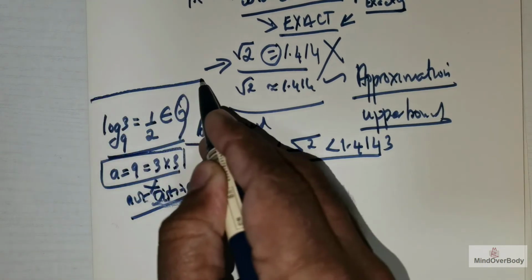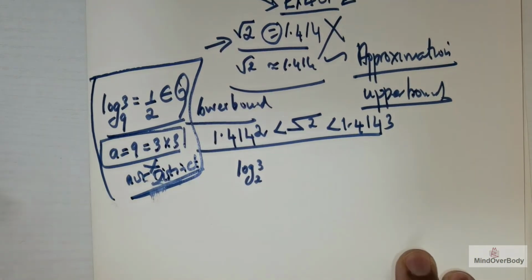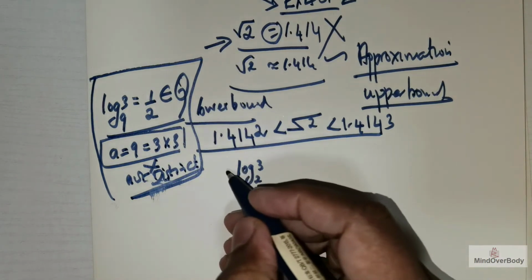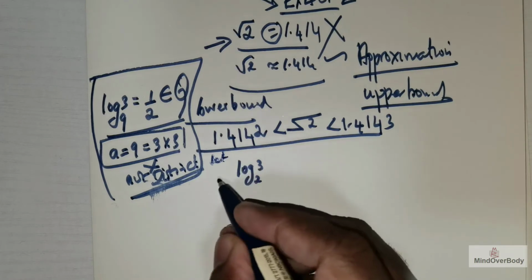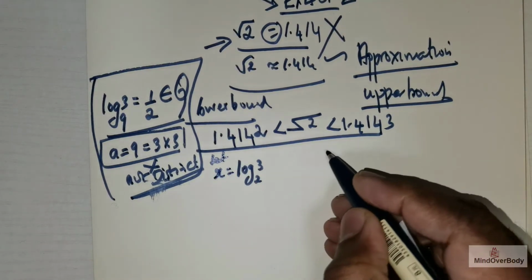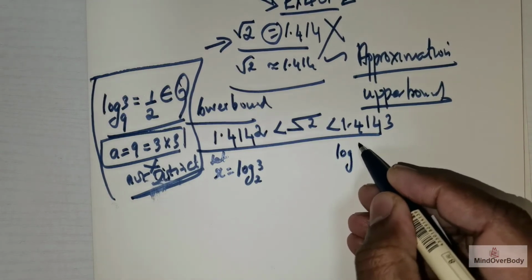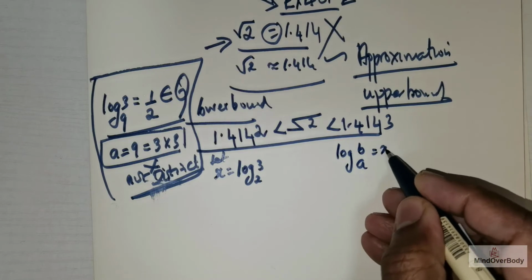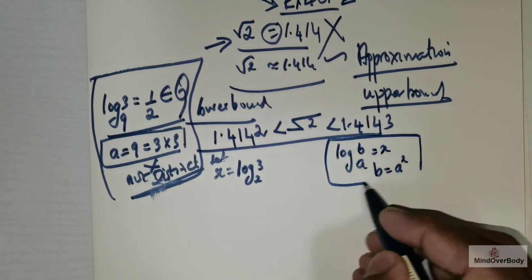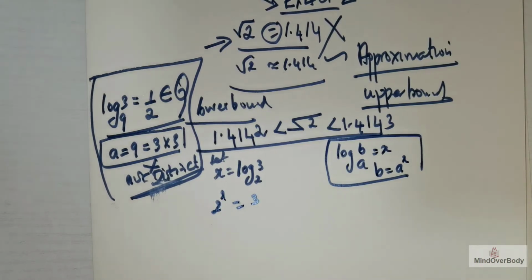So that is basically an example I want to give you before I start the question. Having obtained these initial concepts, let's move on. Foremost, I can say let x be equal to log 3 to the base 2. Now there is a property in logs: if log b to the base a is equal to x, I can write b equal to a raised to the power x. So from here I can write 2 raised to the power x is equal to 3.